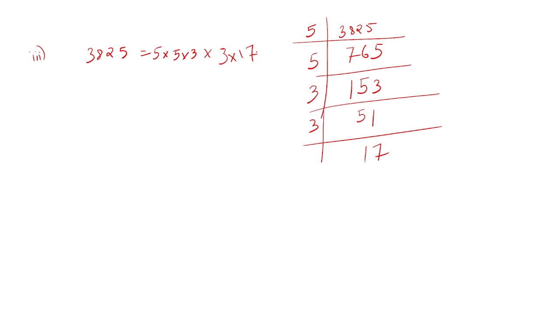Alright, so you can always rewrite this as 5 square into 3 square into 17. Okay, you can write it this way, but you cannot write it as 25 into 9, clearly because 9 and 25 are not prime numbers, so you'll have to factorize even 25 and 9. So you can write it this way, or you can write it this way.